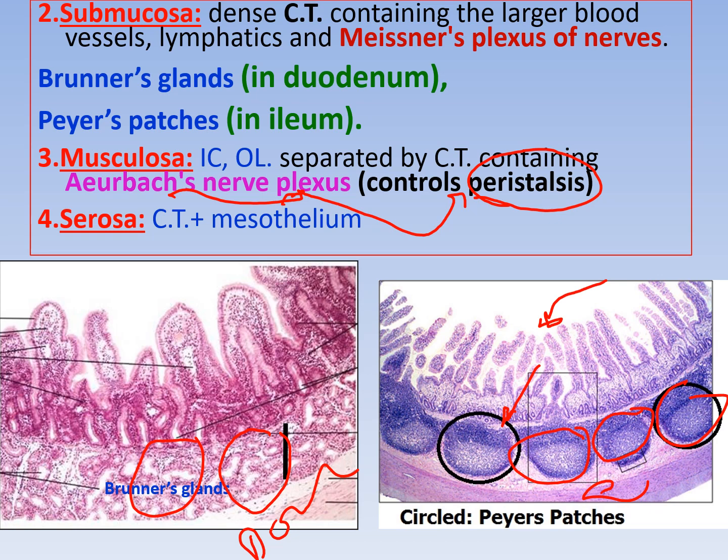Finally, we have this last layer, which is the serosa, which is a connective tissue, in addition to the simple squamous epithelium, which is called mesothelium, because the small intestine is covered by peritoneum.